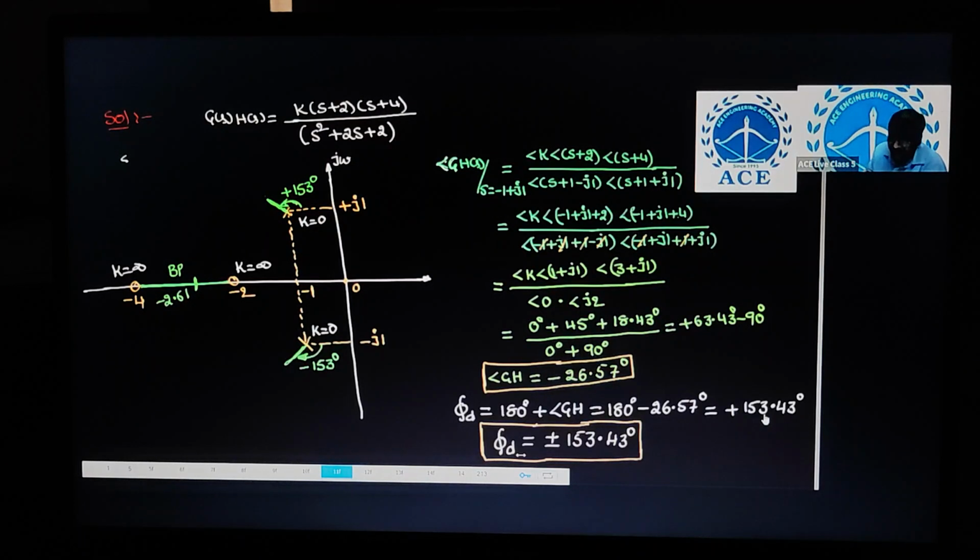You find out the angle: tan inverse of imaginary part by real part. Use the calculator and get the answer. So it will depart and enter at the break point. This pole also departs and enters at the break point.